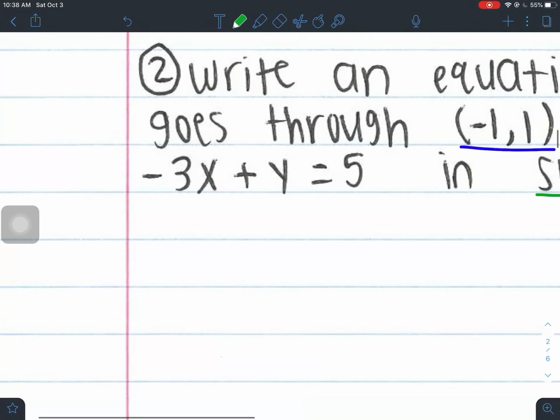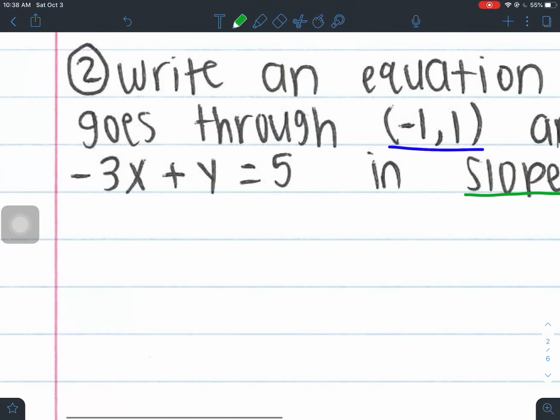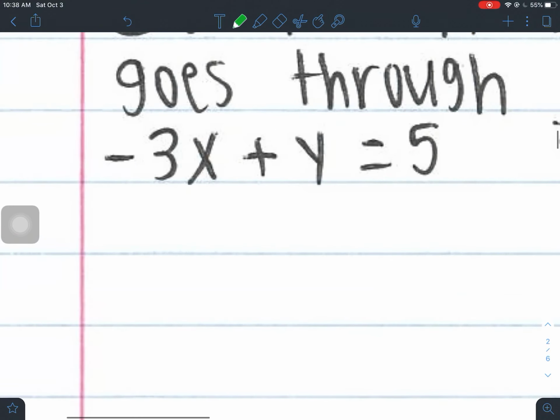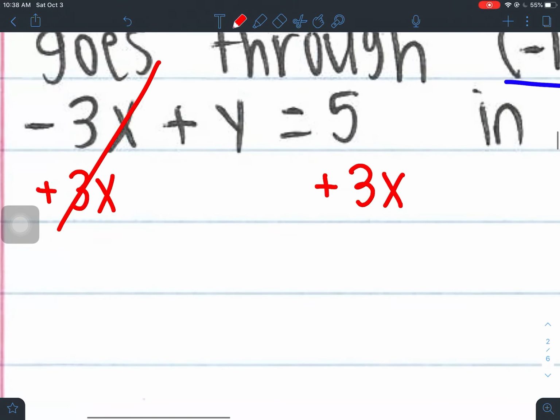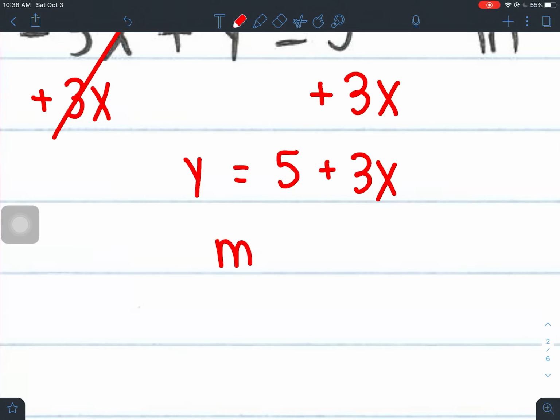Now, before I can create a parallel line, I need the same slope. Do I know the slope of this equation? I do not yet because y is not by itself. I have to get y by itself in order to identify the slope. So the first thing I'm going to do is add 3x to both sides. The negative 3x plus 3x cancels, and I have y equals 5 plus 3x. The y is by itself now. So what is the slope? The slope here is going to be positive 3.